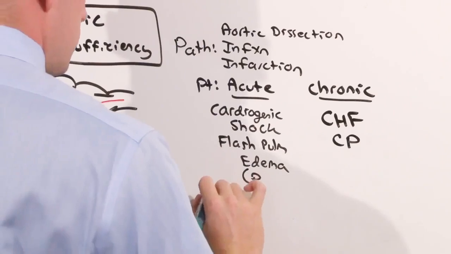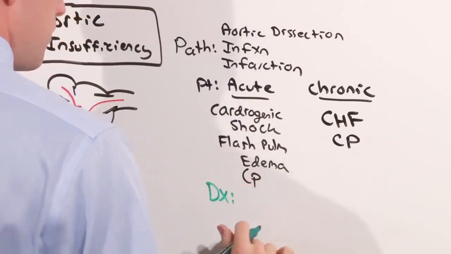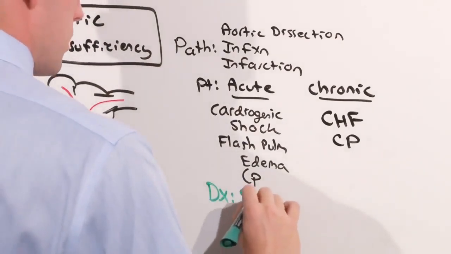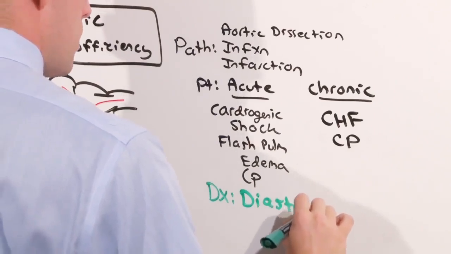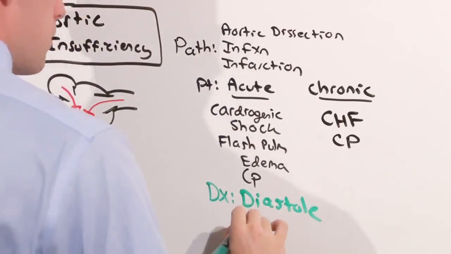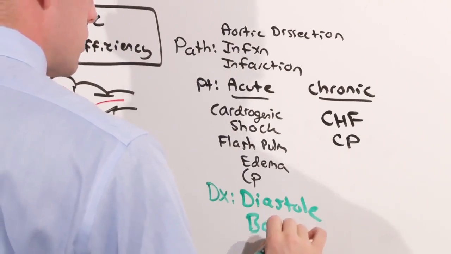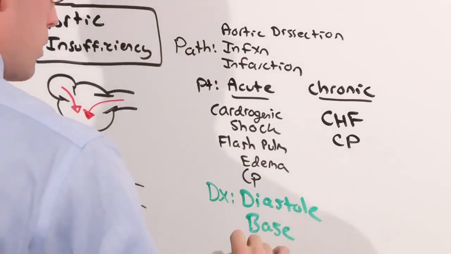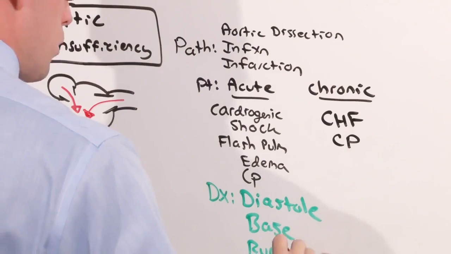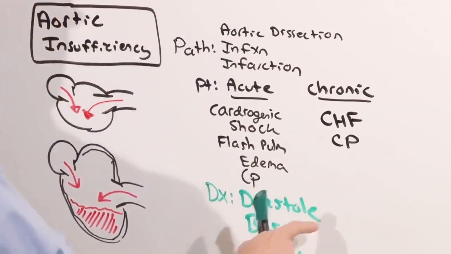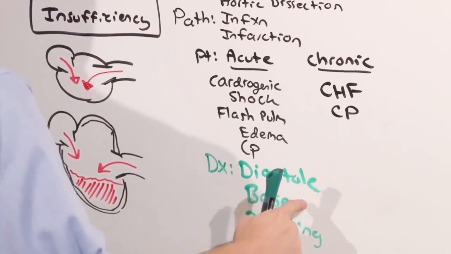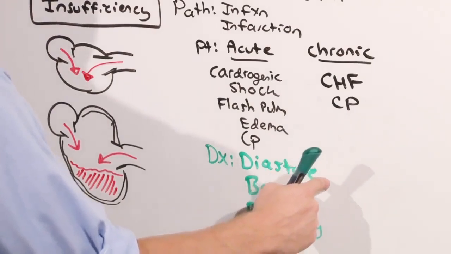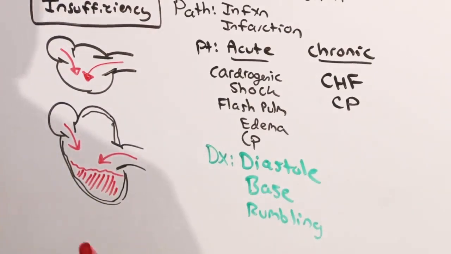The diagnosis is going to be made by auscultation. Because it is a diastolic murmur, you'll hear it in diastole. Because it's an aortic murmur, you'll hear it at the base of the heart, second intercostal space, right sternal border. It too is defined as a rumbling murmur, but there's no opening snap. So a diastolic murmur heard at the base on the right side is going to be an aortic insufficiency, and you're going to have to replace this valve.